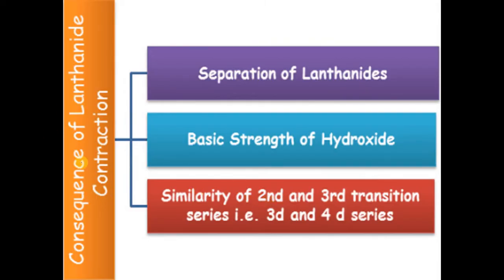The consequences of lanthanide contraction we have already studied. Due to this, the separation of lanthanides is very important. Already we know that the basic strength of hydroxides goes on decreasing from lanthanum to lutetium, and the similarity of the second and third transition series, 4d and 5d series, arises due to this lanthanide contraction.